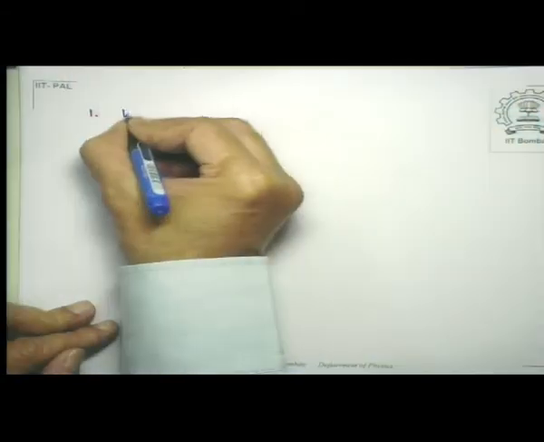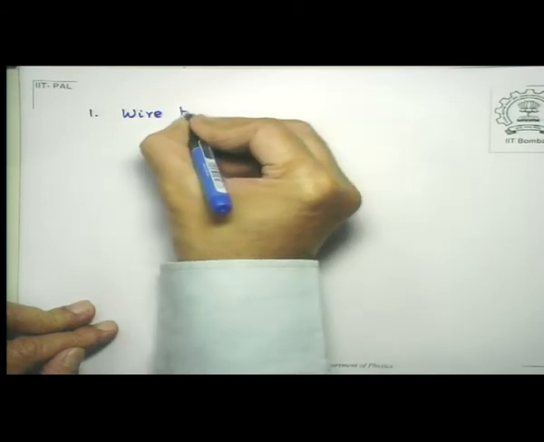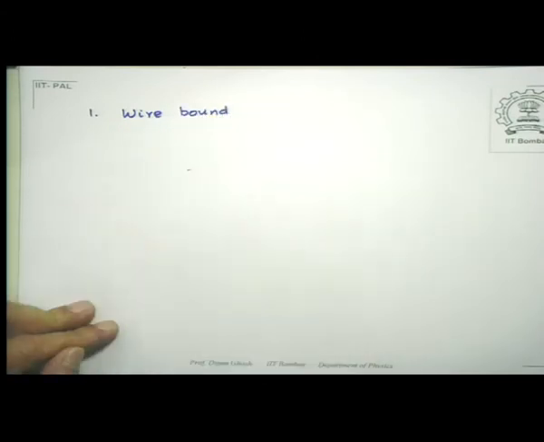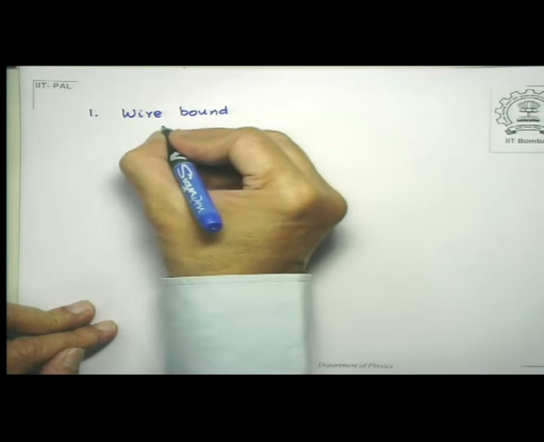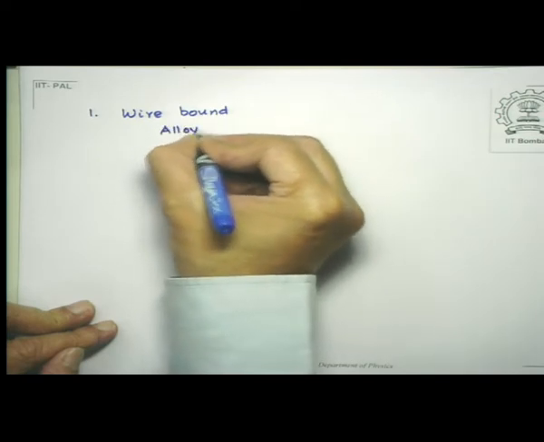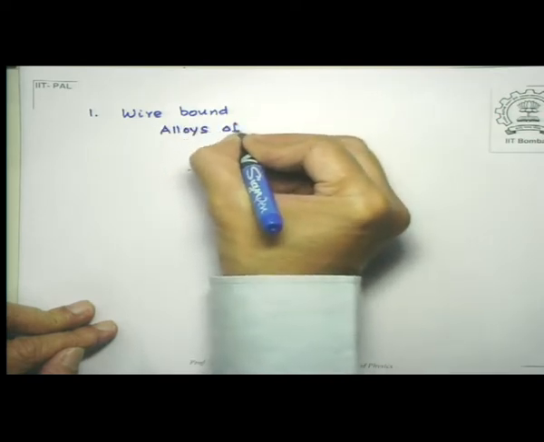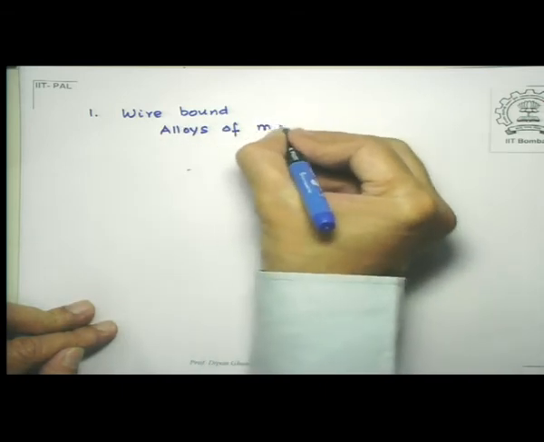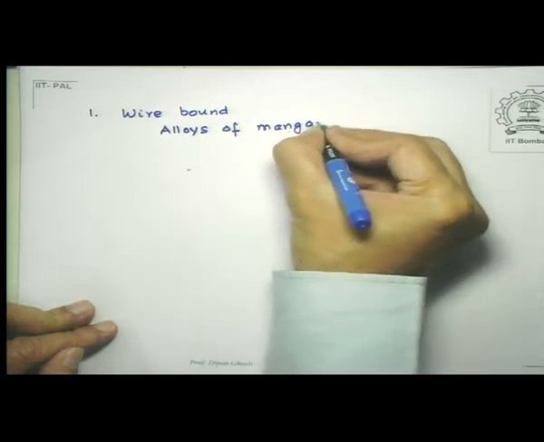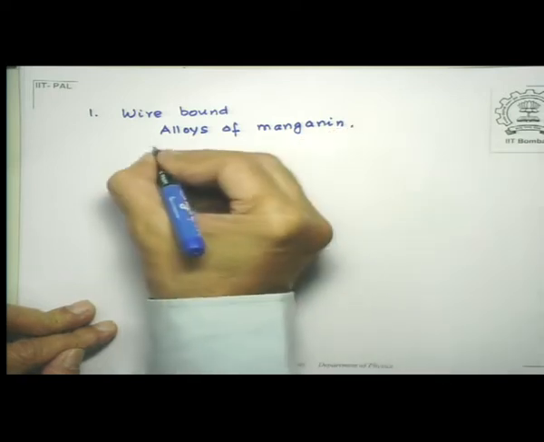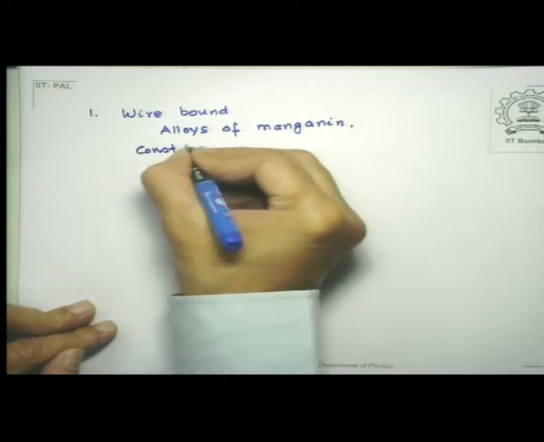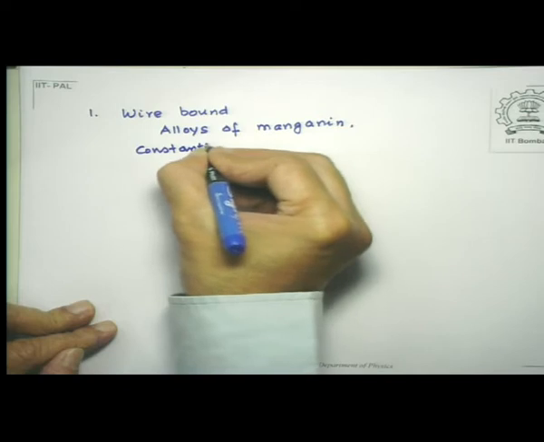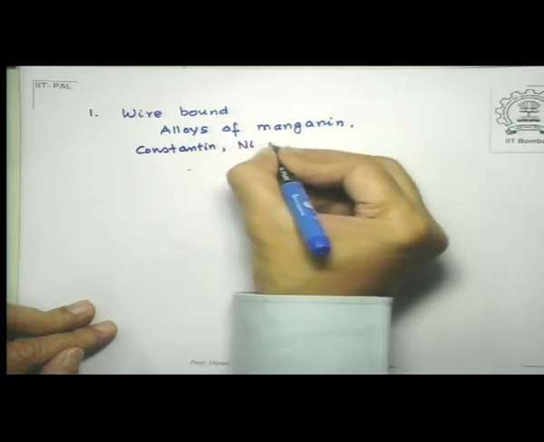There are typically two groups of resistances. The first one is what is called a wire bound. These are made of alloys of materials such as manganese, constantan. These are all alloys. Nichrome wires.